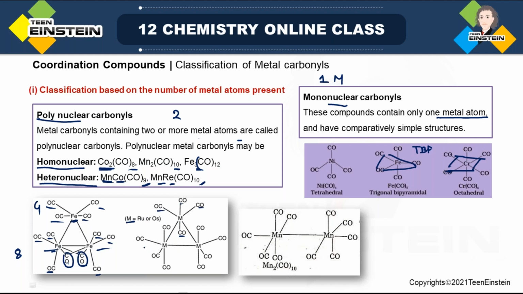Each metal has 4 CO. And total how many metals? The general formula is M3. 4 into 3, that means total 12. Now this metal may be ruthenium or osmium.